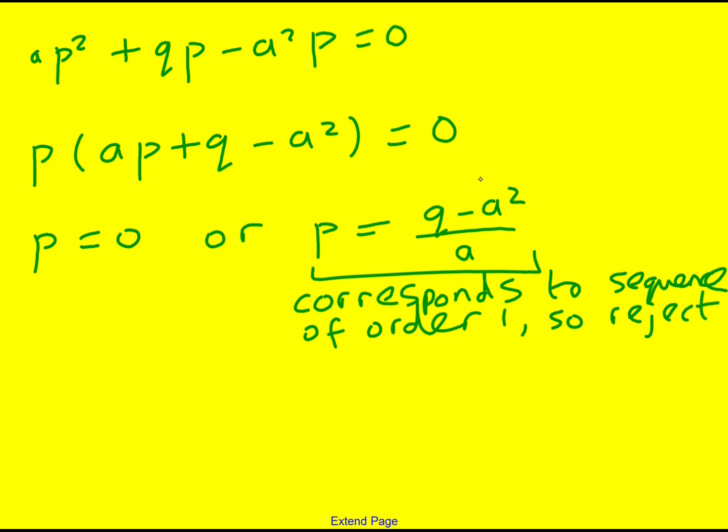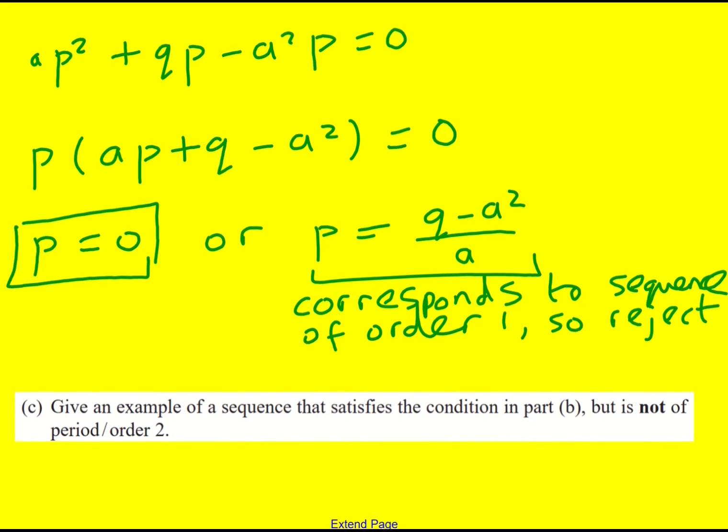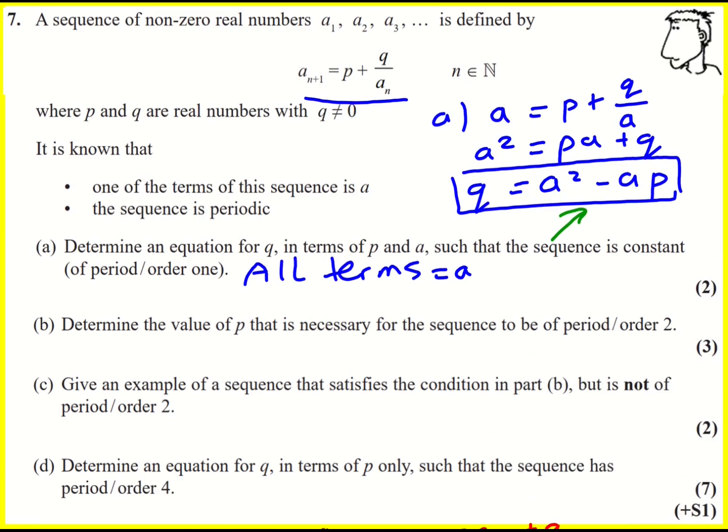But it's nice to see that solution also existing. It has to. Therefore, our answer is going to be p equals 0. Part C says: give an example of a sequence that satisfies the condition in B, that is p equals 0, but is not of period or order 2.